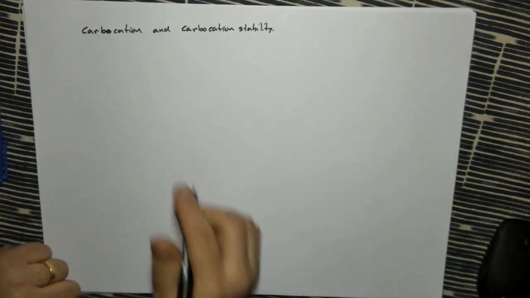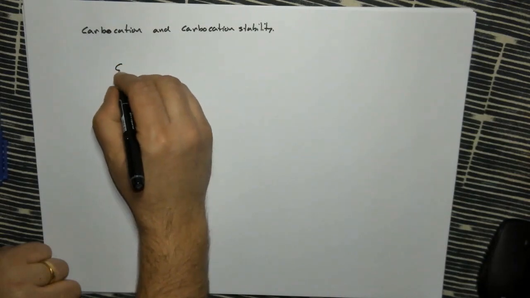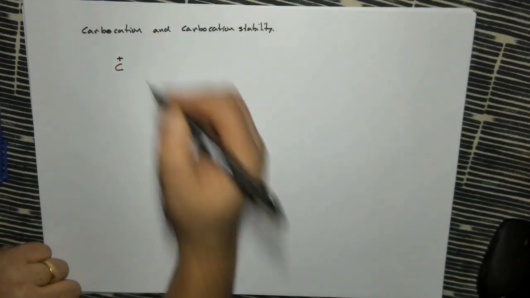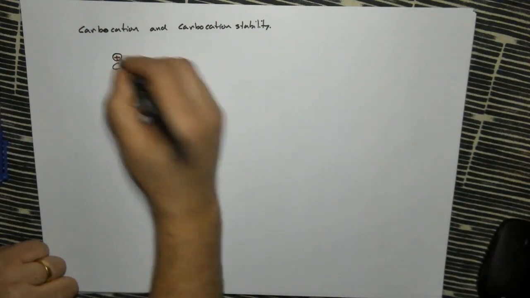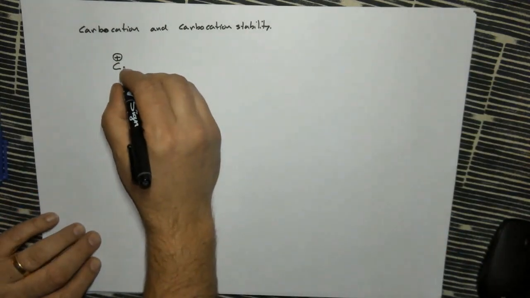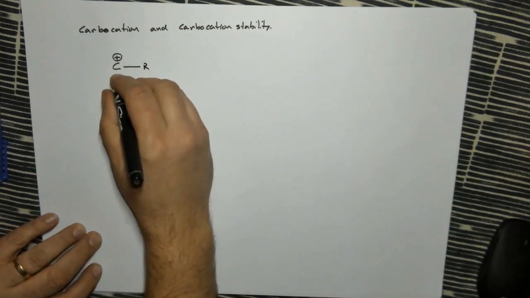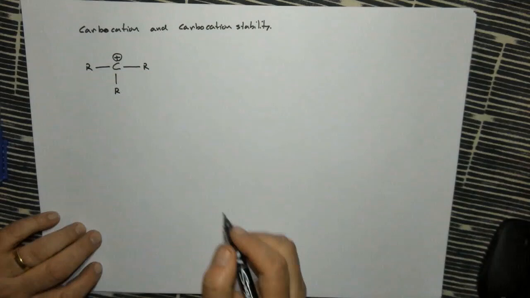Okay, so let's look at a carbocation in general first. So here you have a carbocation. A carbocation then is a carbon that has a positive charge. And I'm going to try to be consistent and circle my positive charges just so that we don't get them confused with plus signs when we get a little bit farther into this.